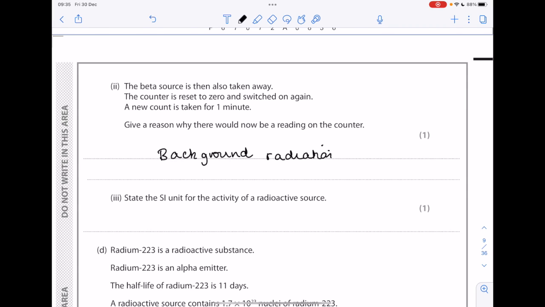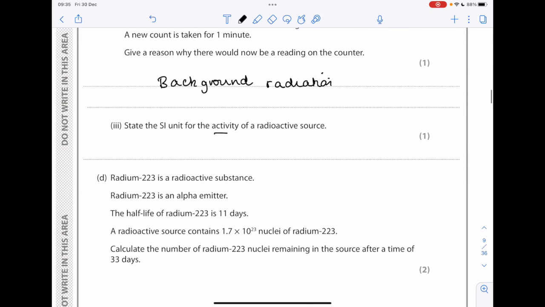State the SI unit for the activity of a radioactive source. This is the Becquerel, Bq. You can write it out in full or like this.